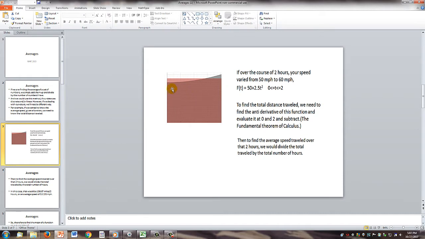And so this idea is there is a way to find this area under this curve even though it's not a nice rectangle. So we use calculus to find the area under the curve, and it kind of levels. This rectangle here has the same area as this, and so finding the area under the curve just to then divide by 2 will give you the average velocity.